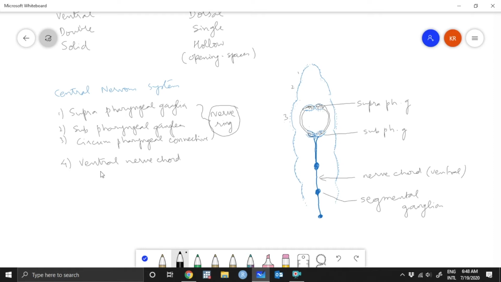And it is this ventral nerve cord which is double, solid and ventral, and every segment will have a ganglion. What is a ganglion? It's a collection of cytons. It's a collection of the cytons of nerve cells. So this is central nervous system.